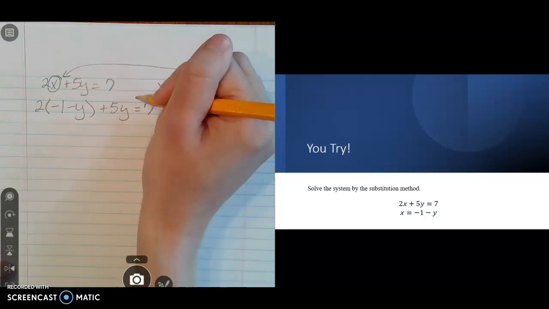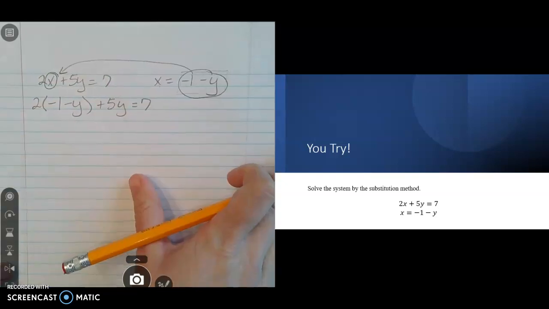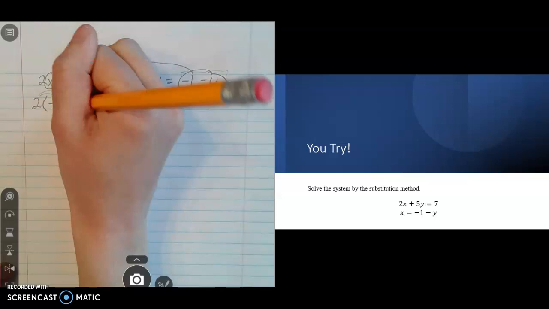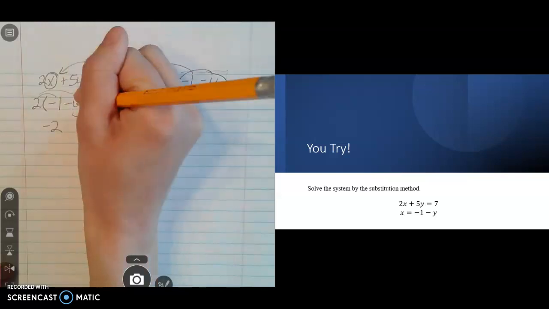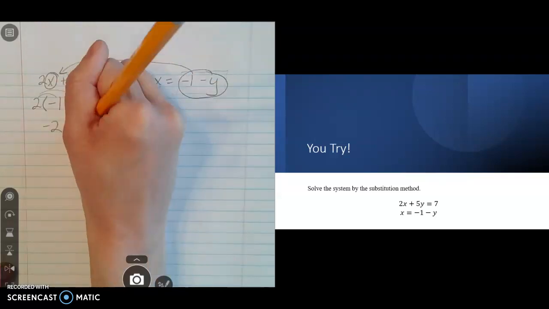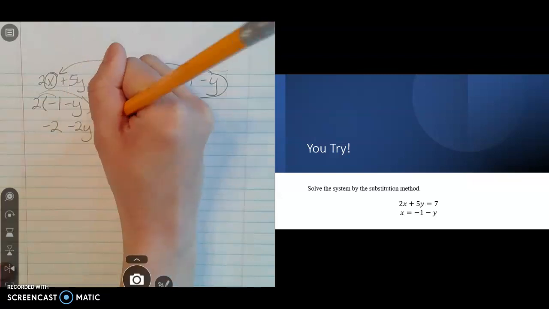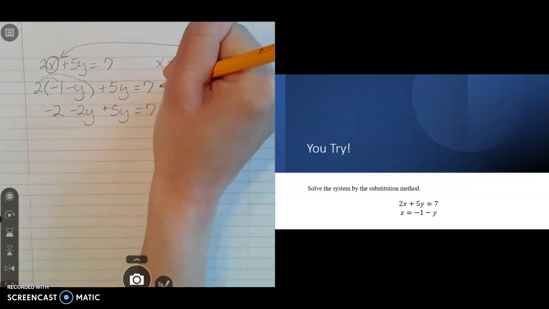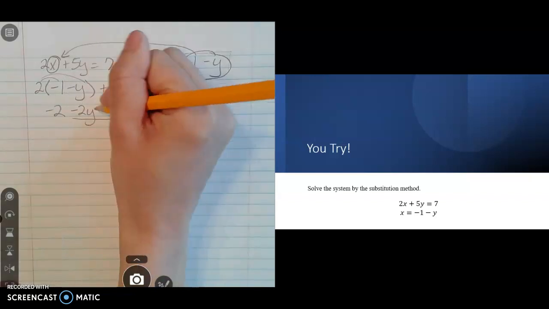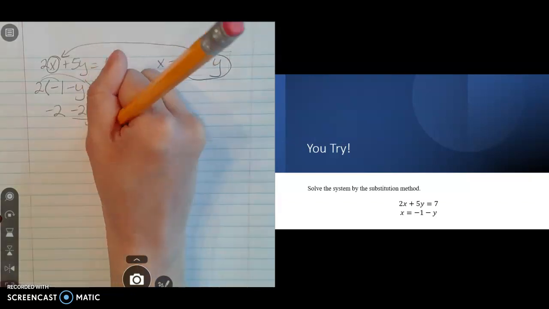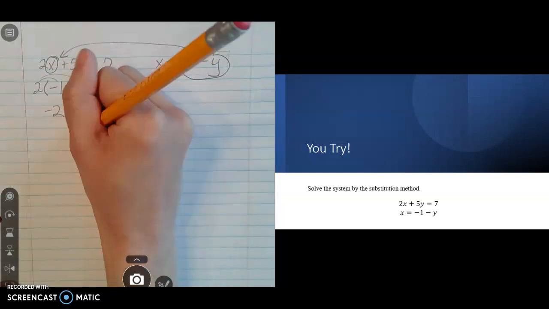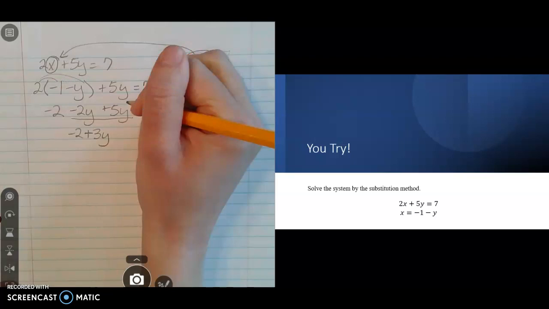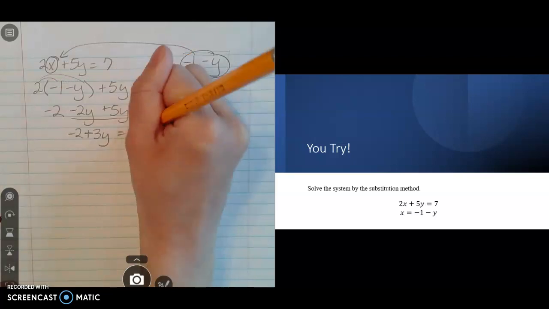From here, we have one equation with one variable, and we're ready to solve it. So I would distribute first, so 2 times negative 1 is negative 2. 2 times negative y would be negative 2y. We still have a plus 5y, it's still equal to 7. From here, I would probably combine like terms. Negative 2y plus 5y is 3y. We still have a negative 2 there, so we'll have negative 2 plus 3y here, and it equals 7.